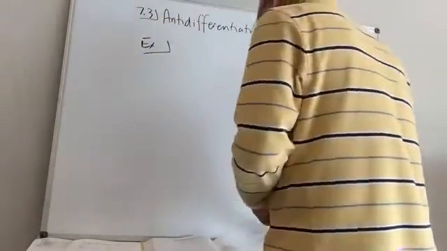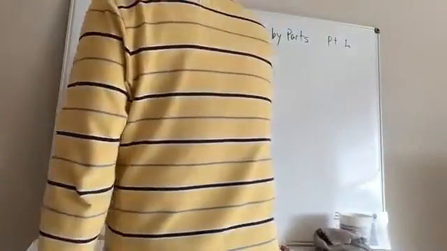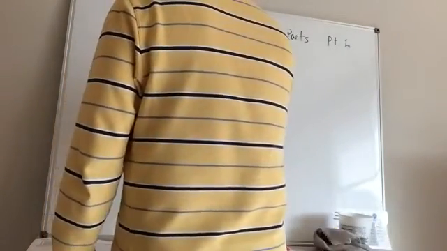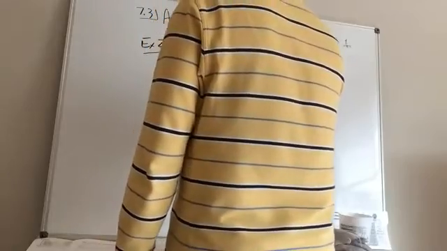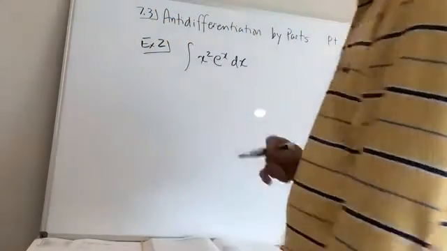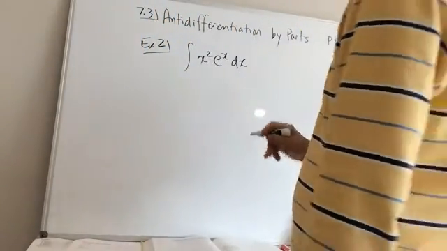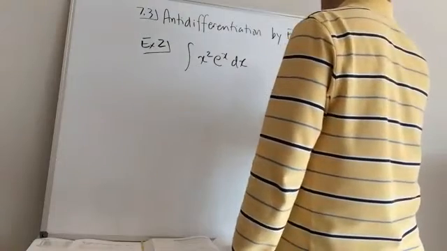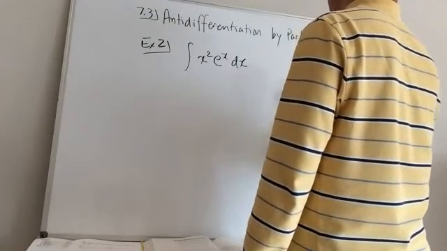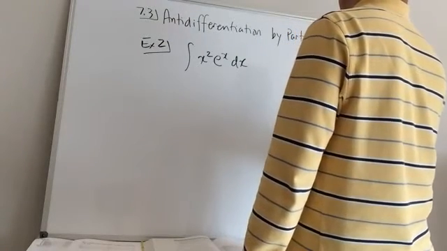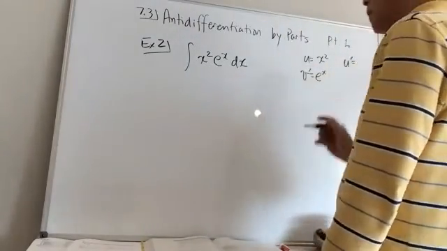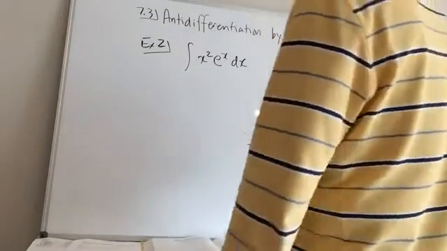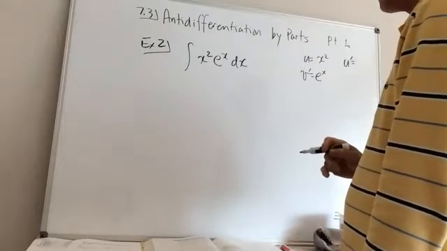Example number 2 on page 350, the integral of x squared e to the x dx. If I take u as being x squared and v prime as e to the x, what would u prime be here? Luke, what is u prime?